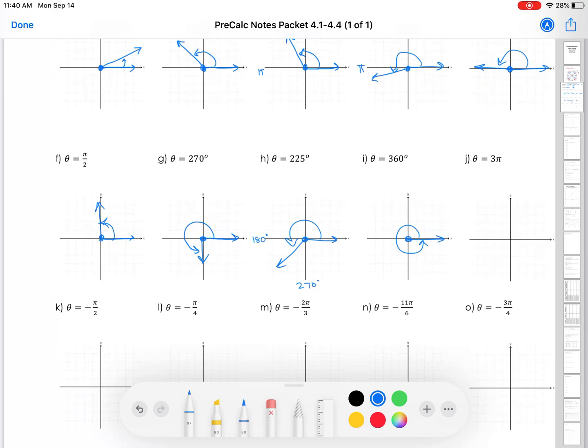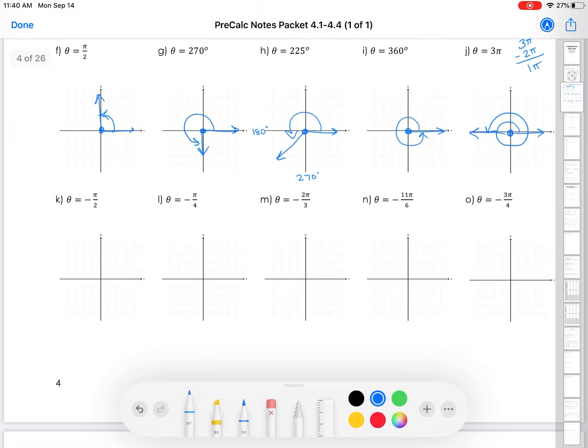And 3 pi, I think we may have done in class for the summer packet. We have our initial, and we're going to go around 1 pi, 2 pi, 3 pi. Or you can think of this as saying, okay, let's take a full circle away. That means we go around 1 time. And how many more times do we have to go? 1 pi.